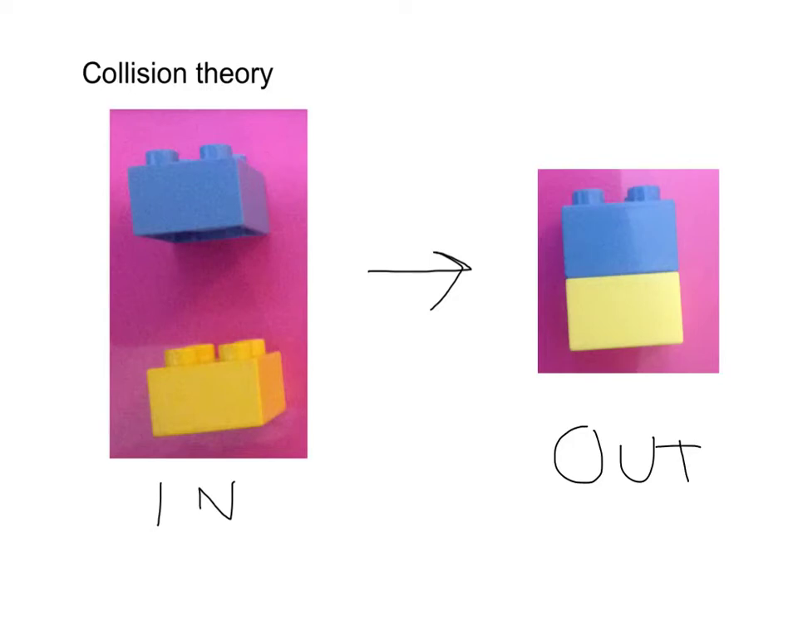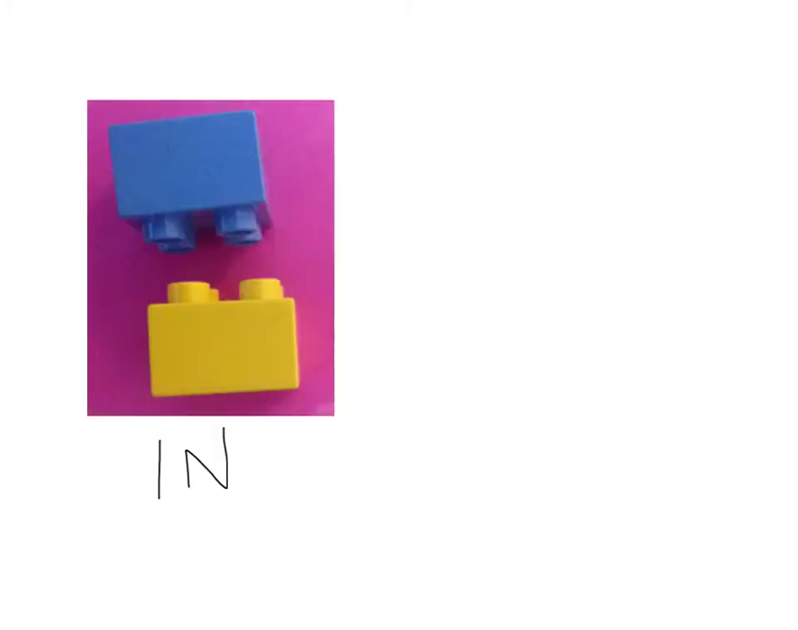Now, let's take a closer look at what we mean by orientation. If my products were arranged in this way, notice their orientation or their arrangement is not one that is conducive to the Legos sticking together. So in this case, we would have no reaction. No products would actually form. So in addition to orientation being really important in the collision theory, we also know that energy is very important. We can see the importance of energy using potential energy diagrams.